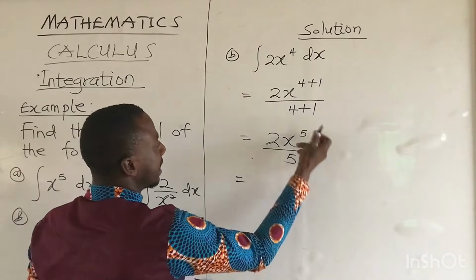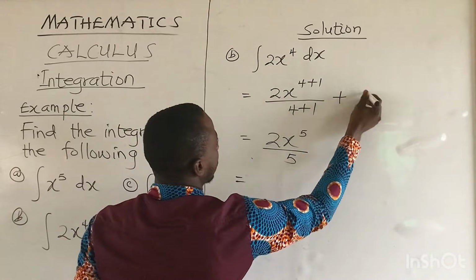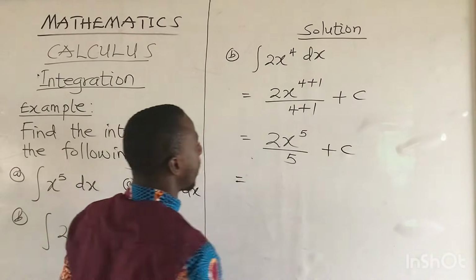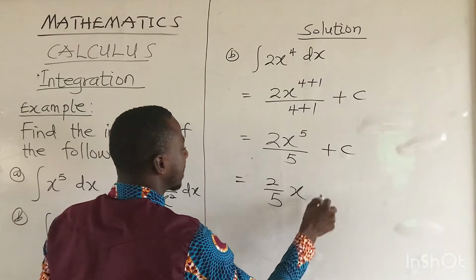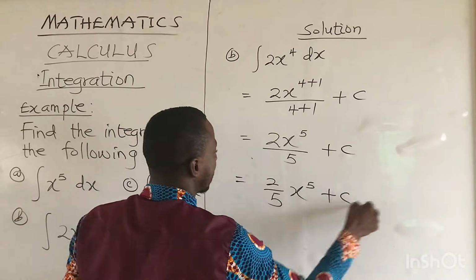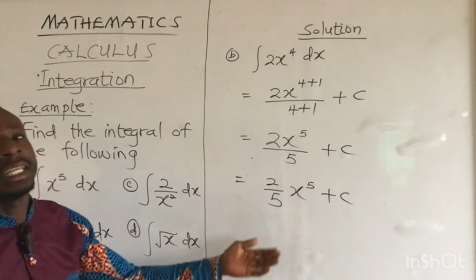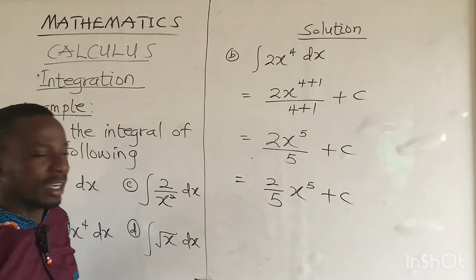So from here, this plus c. Don't forget to add your c. So from here, we have 2 over 5 x exponent 5 plus c. And this will be your final answer.